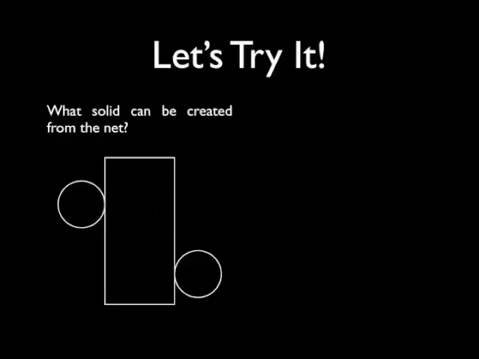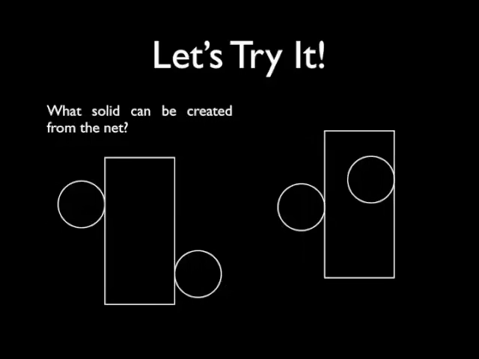Let's try this. What solid can be created from the net? Well, the first thing that I see are two circles here. And I'm thinking that they're kind of like the rectangles that were sitting off to the side of that last drawing. So they're probably going to be the left and right sides of whatever happens here. And then this rectangle is going to connect the two of them together. And so I see that rectangle wrapping around and forming something that looks like this, kind of a tube. Can you see how that works?